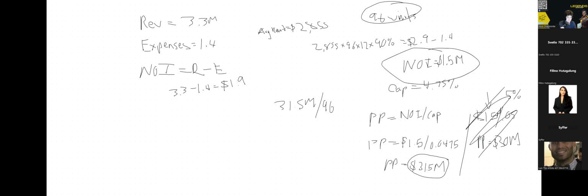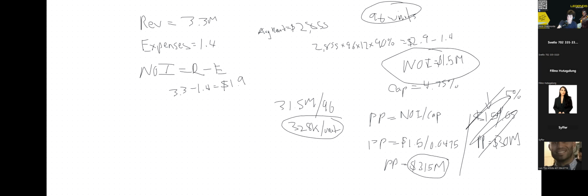Give everyone some time. It's a 96 unit deal. There you go, Karen. 328,000 is the correct answer. So you're paying roughly $328,125 per unit. Don't ask me if that's good or not. I don't know. I think it's pretty good. But yeah, you're roughly paying that much per unit.